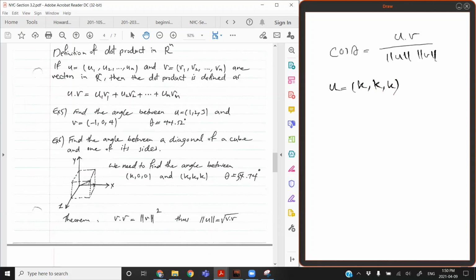And we can pick any of the sides. So you can pick the side that's along the x-axis, or the side that's along the y-axis, or the one that's along the z-axis, doesn't matter. So the side that goes along the x-axis, I'm going to call that vector v, is going to be (k, 0, 0). So we just need to find the angle between these two vectors. I'm going to give you a few minutes to try to get the answer. The answer is already here, but I want you to try this first. And you will see that it doesn't matter what k is, because it's going to cancel out from the numerator and the denominator. So just a couple minutes to work on this.